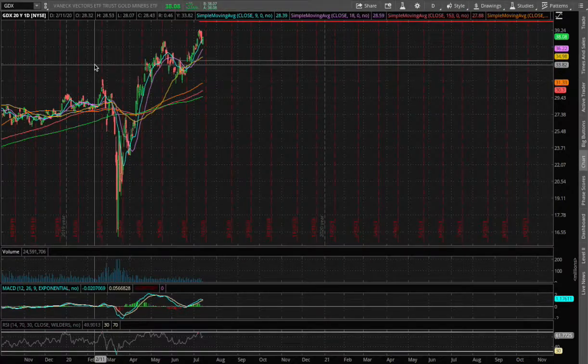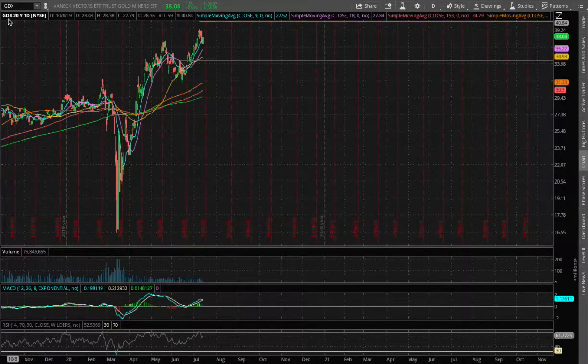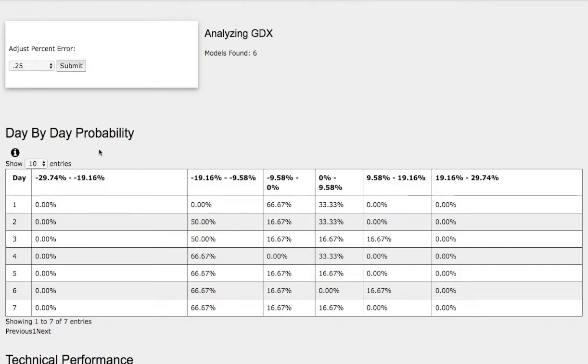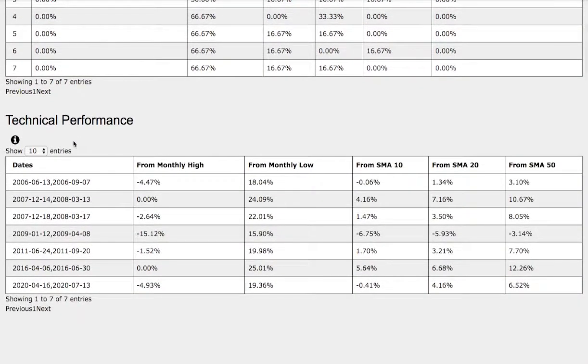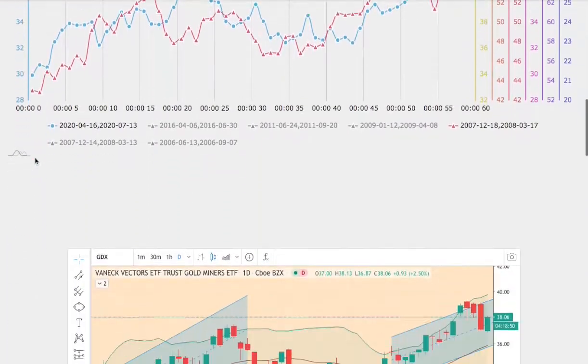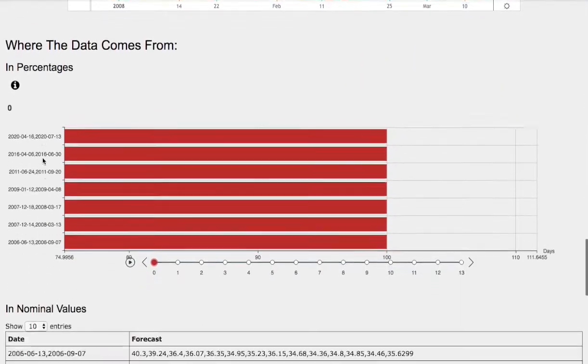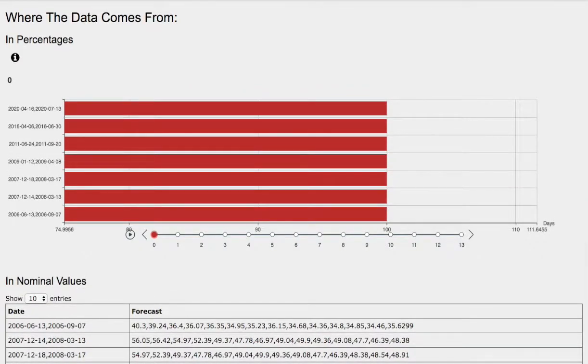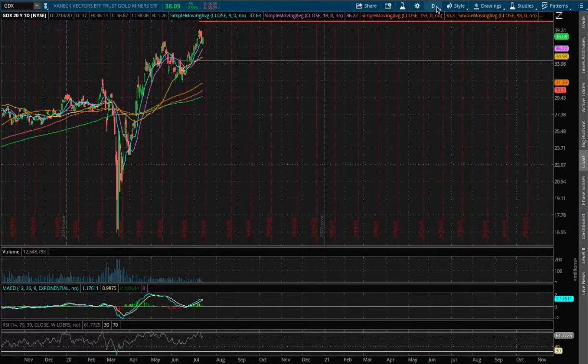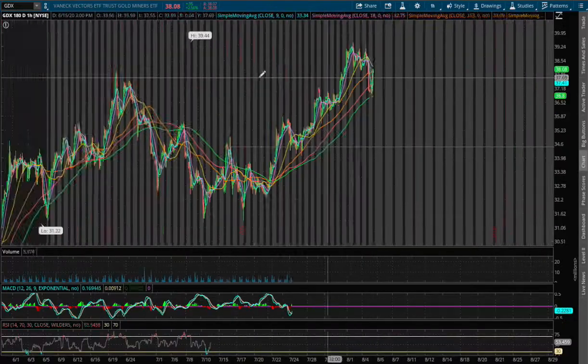Hello viewers, we'll be going over gold miners, ETF ticker symbol GDX. In this video, we'll be going over the day-by-day probability model, the technical performance of each model, how we find the models, comparing the current trend with the trend in the past, and we'll go over the day-by-day forecast for GDX.